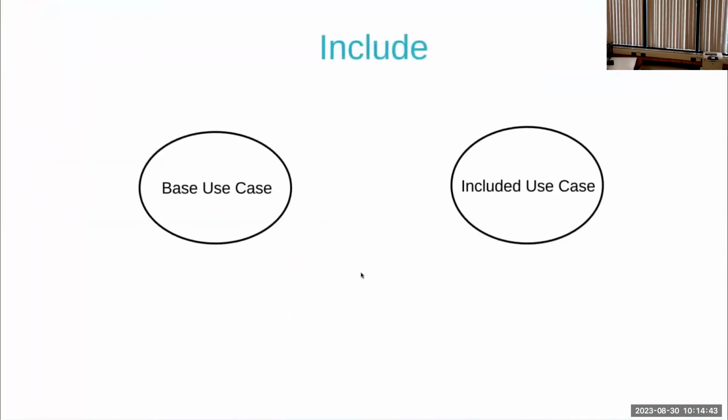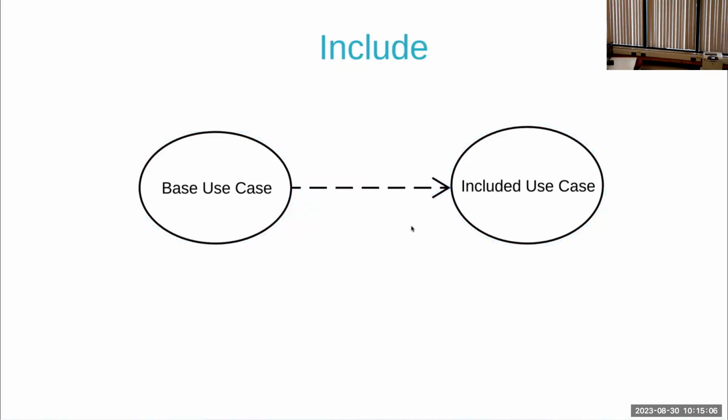An include relationship shows dependency between a base use case and an included use case. Every time the base use case is executed, the included use case is executed as well. Another way to think of it is that the base use case requires an included use case in order to be complete. When you have an include relationship, you draw a dashed line with an arrow that points towards the included use case.